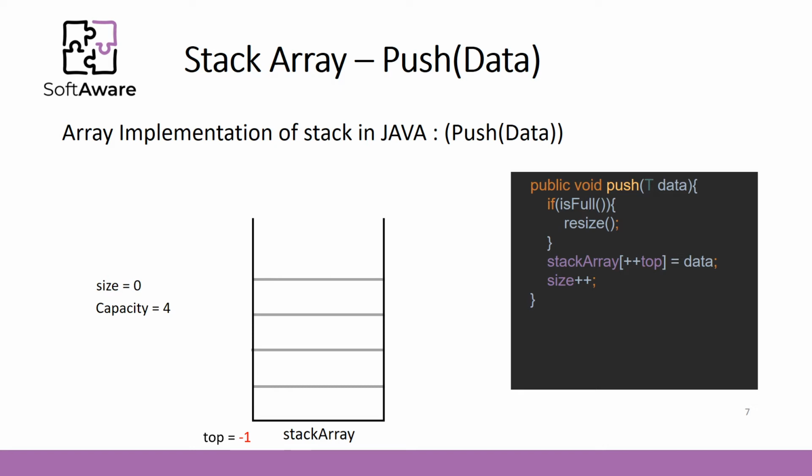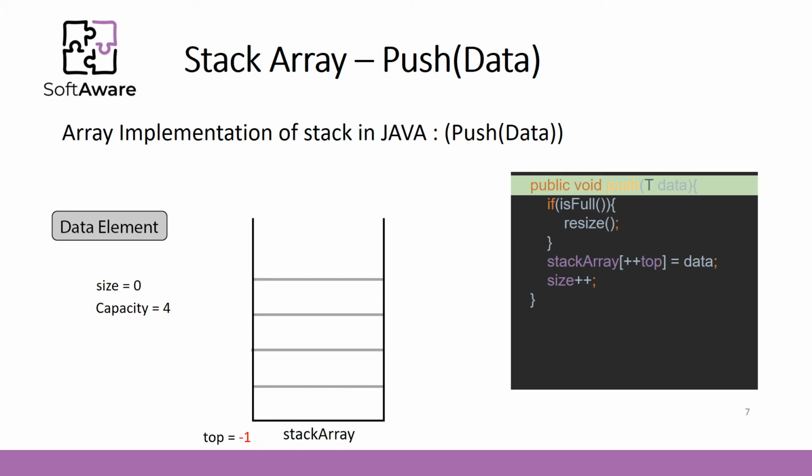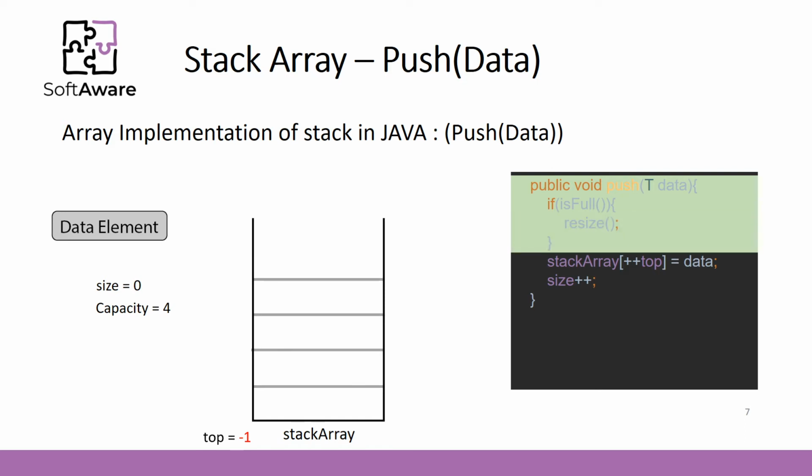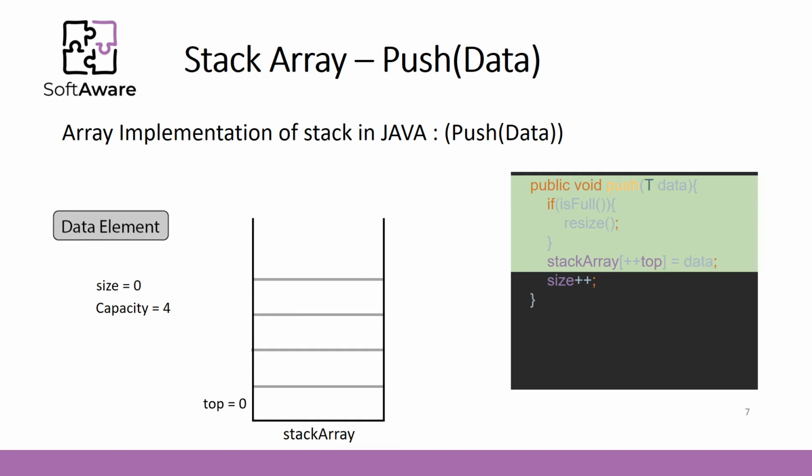The push operation can be implemented by doing the following. Let's assume we call the push method with newly created data. We check if our stack array is full. In this case, our stack is empty, so we skip the if statement and do the following. We increment the top variable by 1, which will now refer to the first index of the stack array, and add the newly created data to that index of the stack array.